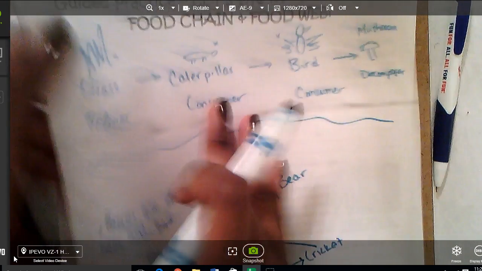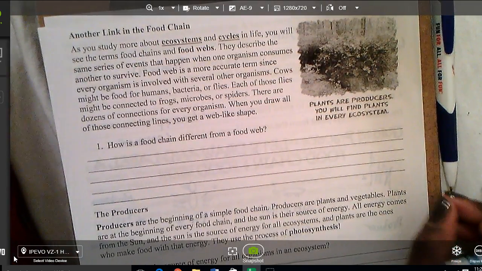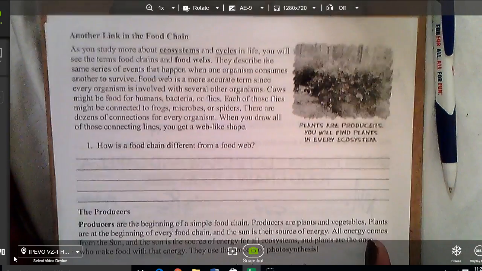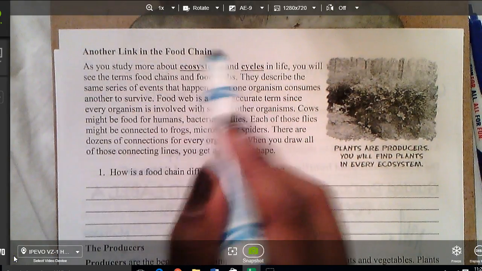All right, let's go ahead and turn the page, and let's take a look at our text for the day. I'm going to read. At the end of the reading, if there's a question, we'll stop. You'll answer that question on your own, and then we'll move on. Let's take a look. All righty. At the top, it says another link in the food chain.